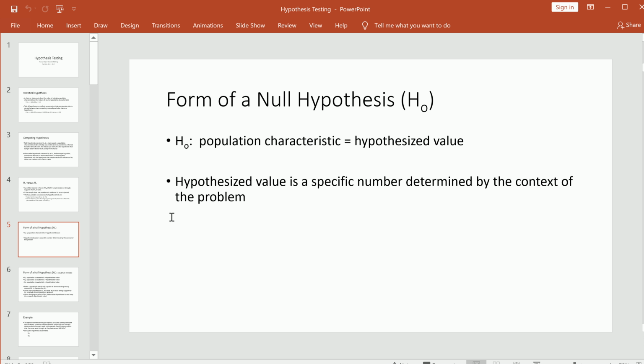So let's talk about the various forms of hypothesis tests. First off, for the null hypothesis, we usually make the statement like this: H0 and then colon, the population characteristic in question, followed by an equal sign, some hypothesized value. Okay, the hypothesized value is a specific number determined by the context of the problem, what the researcher is trying to test. Okay.